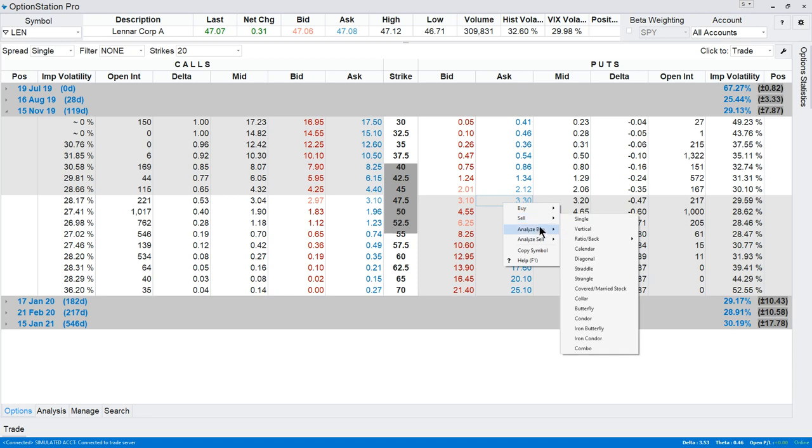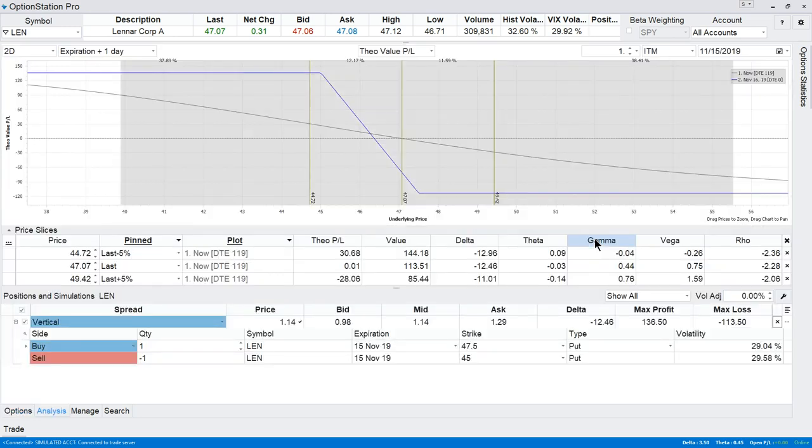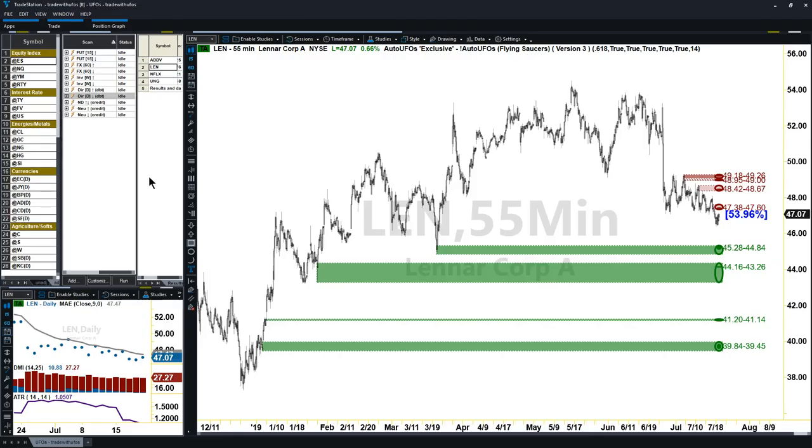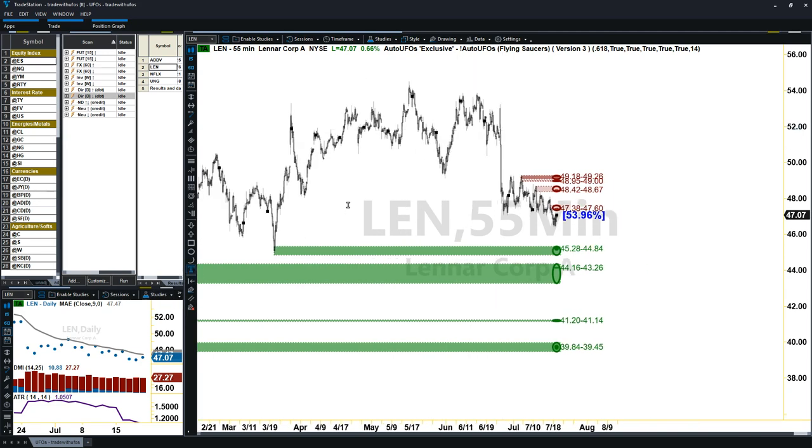So anyway, I'm gonna right click to analyze and buy a vertical. That is the expiration date to be used, 15 November 2019. Let me write it down on the chart. Okay, so we're gonna be using expiration date will be November 15, 2019. Earnings are on October 2nd, so get out prior to that date. Okay, so that's something to keep in mind. It needs to be crystal clear in your mind.